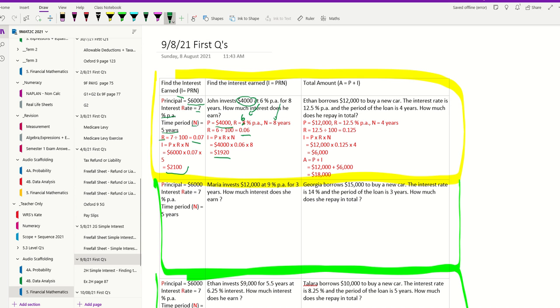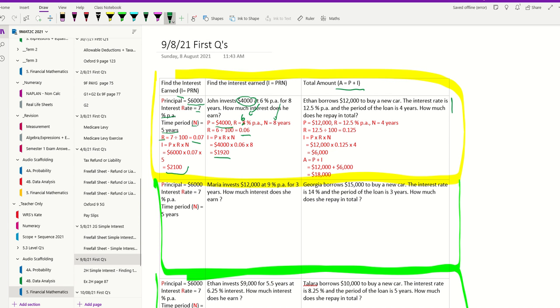$1,920. Now, if we look at the third type of question that we can have, another type of question we have after we've worked out the interest, it's often we're being asked, well, what was the total amount? And we find the total amount by adding the interest earned on top of what we had in the first place. So here's a question here.